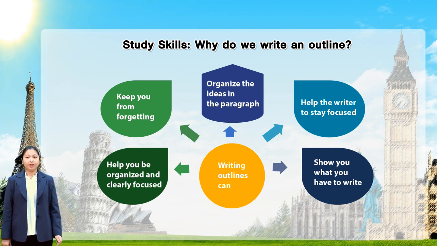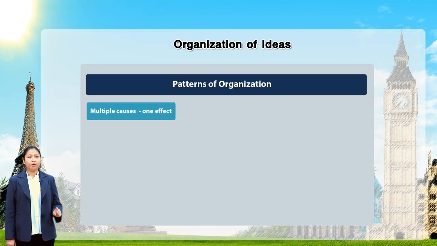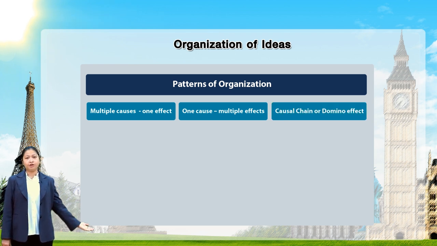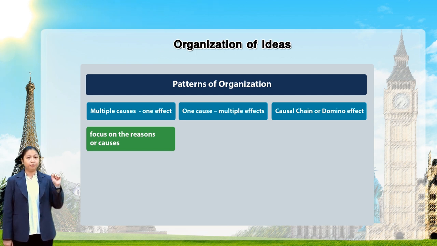In a cause and effect paragraph, the ideas can be organized in 3 ways. One is multiple causes, one effect. Second is one cause, multiple effects. Third is the causal chain or the domino effect. In the multiple causes, one effect, the focus is on the reasons or causes. Multiple causes meaning many causes and one effect.